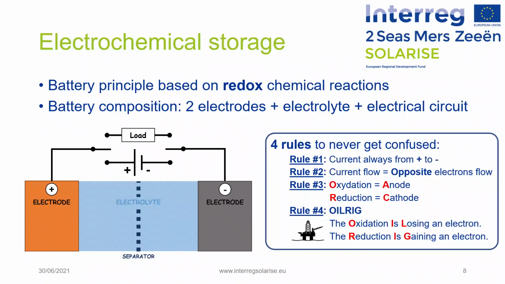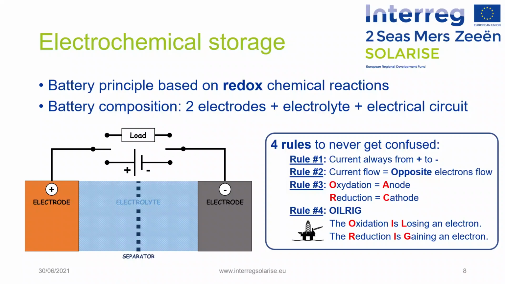Then, to never get confused about the functioning of a battery, there are 4 rules to remember. Rule number 1, the current always goes from the positive electrode to the negative one. Rule number 2, by convention, the electron flow is always opposite to the current flow. Rule number 3, the oxidation always occurs at the anode, and therefore the reduction always occurs at the cathode.